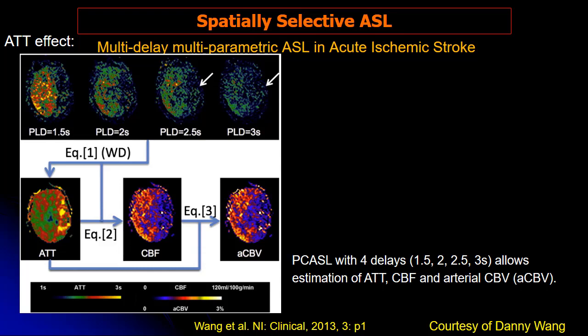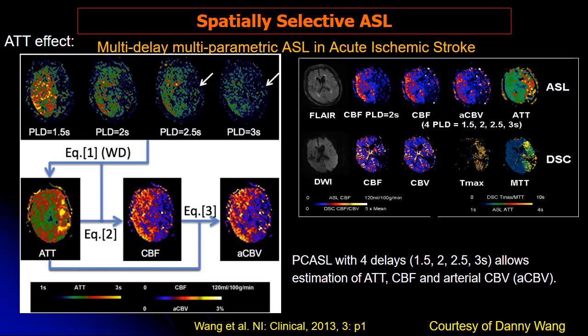So to take into account the arterial transit time effect, Danny Wang's group proposed a multi-delay, multi-parametric ASL, which in their specific protocols, they implemented 4 delays with a simple quantification model to estimate arterial transit time, CBF, and arterial CBV concurrently. And they studied patients with acute ischemic stroke and compared with DIC PWI and showed reasonable correlations between their parameters and the parameters from the DIC.